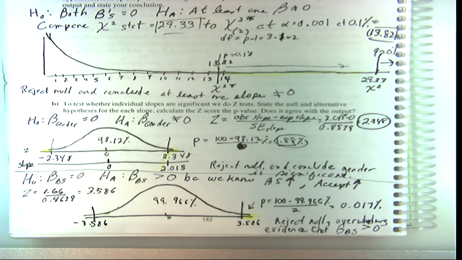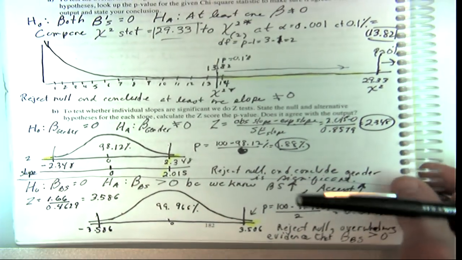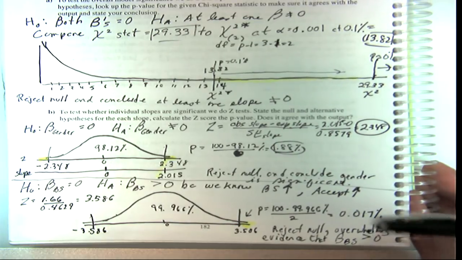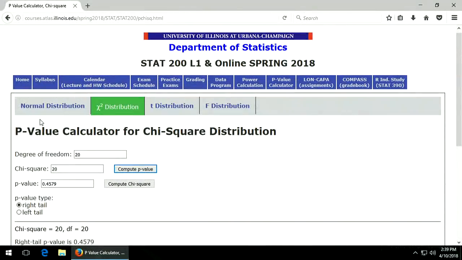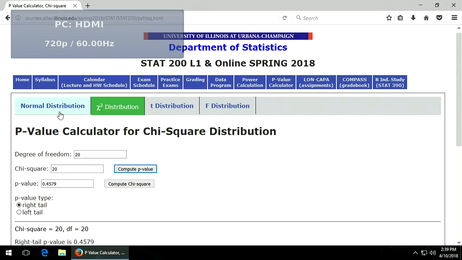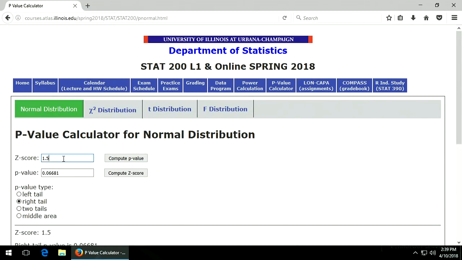All right, any questions on this? It's the same as what we've been doing all along. Now we're just going to look at confidence intervals. But now that we're here, we could look at it on the computer. You don't really need to, but do you want to look at the normal distribution? We could, and just check that out.